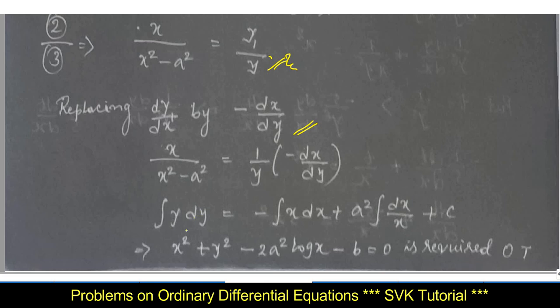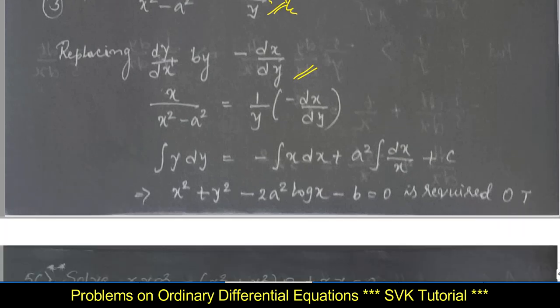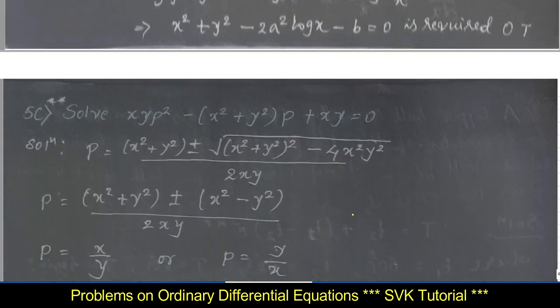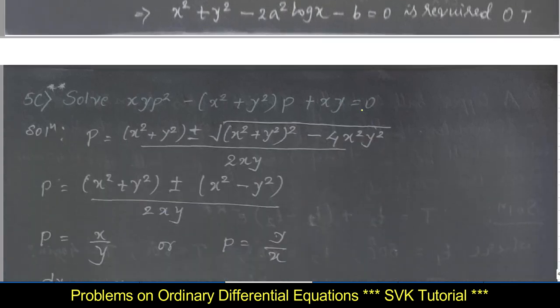Then we have a common term, 2, in the denominator. Multiplying throughout by 2, we are going to get the required result as x square plus y square minus 2a square log x minus b, where minus b is nothing but 2c, the constant, which is equal to 0. This is the required orthogonal trajectory for the given problem. Moving on to question number 5c, which is a problem on solvable for p.